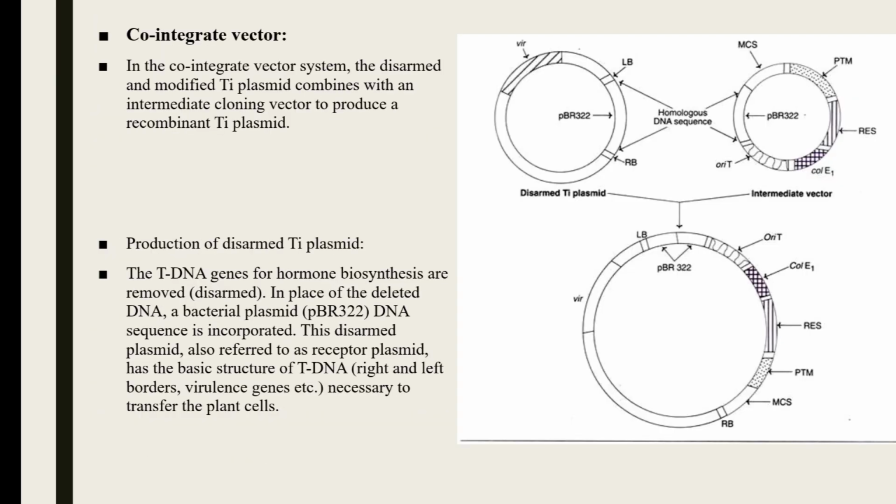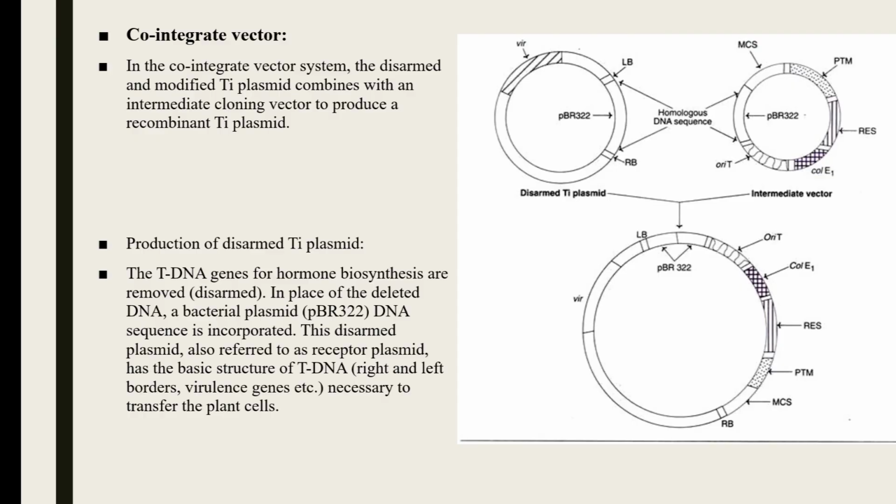Cointegrate vector. In the cointegrate vector system, the disarmed and modified Ti plasmid combines with an intermediate cloning vector to produce a recombinant Ti plasmid. Production of disarmed Ti plasmid. The tDNA genes for hormone biosynthesis are removed. In place of the deleted DNA, a bacterial plasmid, pBR322 DNA sequence is incorporated.